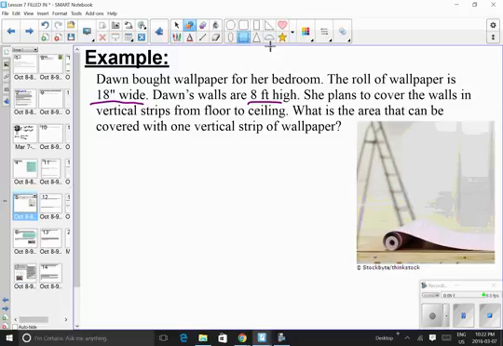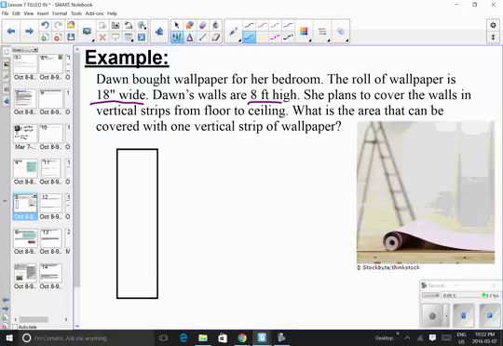So just so I know what I'm doing here, I'm going to draw a quick rectangle. Alrighty. So in the question, it says that the width is 18 inches and the length here is 8 feet.